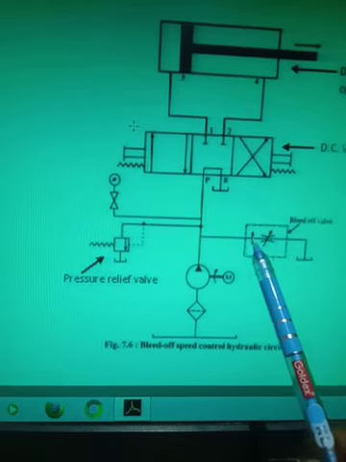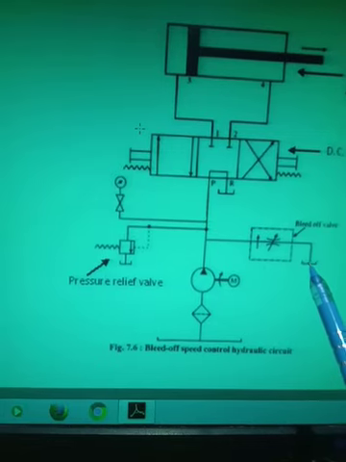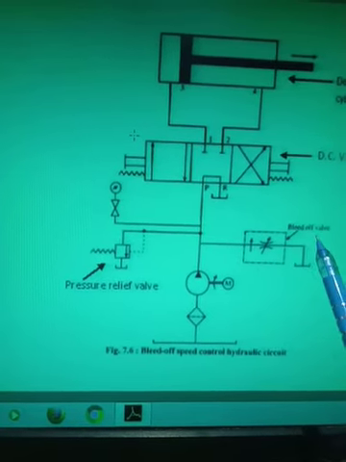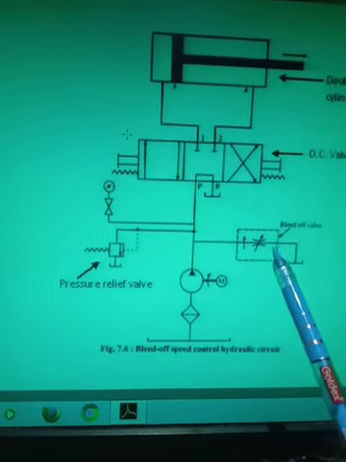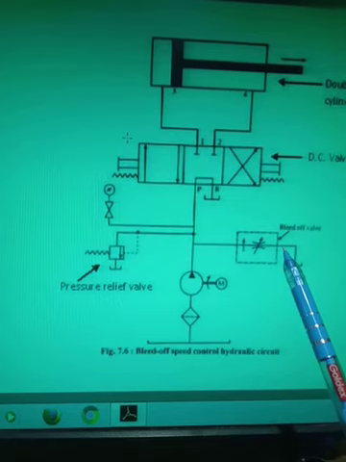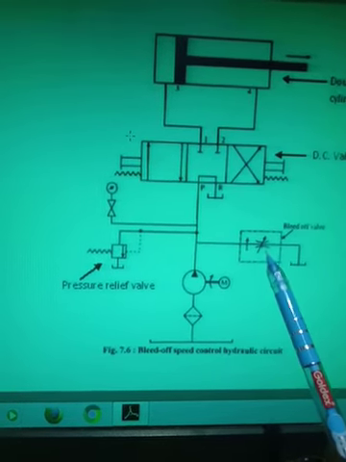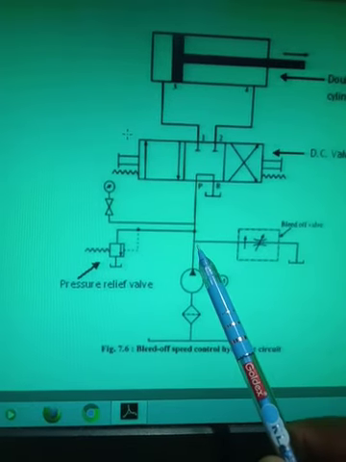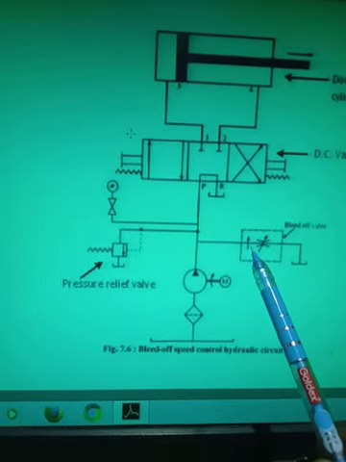And whatever oil is coming from this flow control valve is going to the reservoir. This symbol is nothing but the reservoir. Here this valve can also be called a bleed off valve. But what is a bleed off valve? It is nothing but the pressure compensated flow control valve. So this is the difference in the bleed off control: the flow control valve is provided at the pump itself, in the pressure line of the pump.